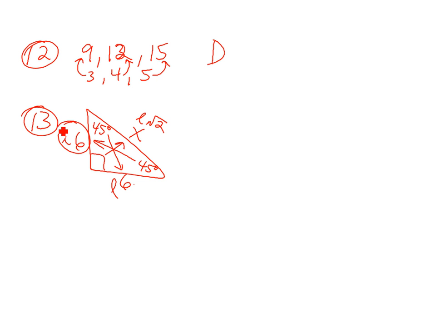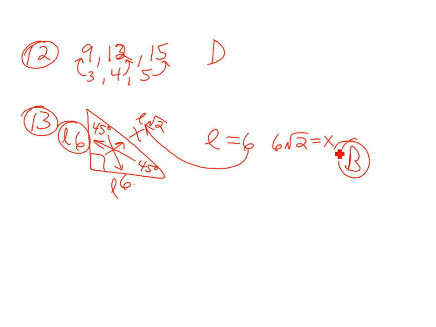Well, we know that L has to equal 6, so we just take that 6 and stick it back in there, and that's going to tell us what x is. So x comes out to be 6 times the square root of 2. And that is answer B.